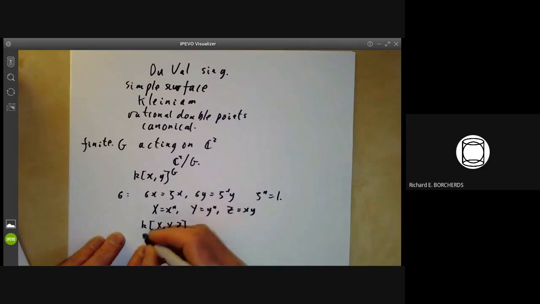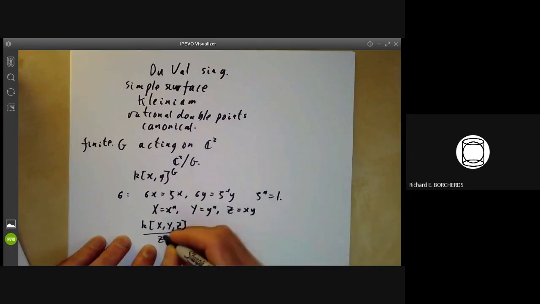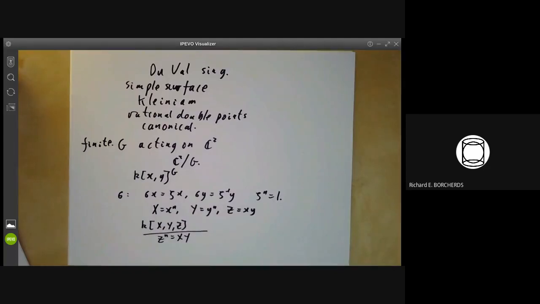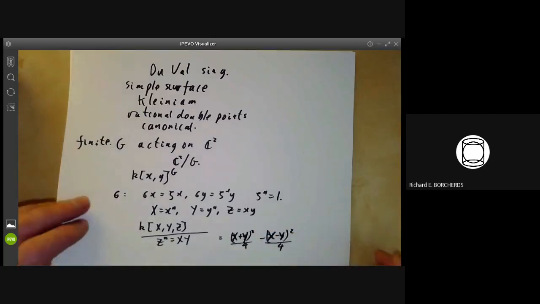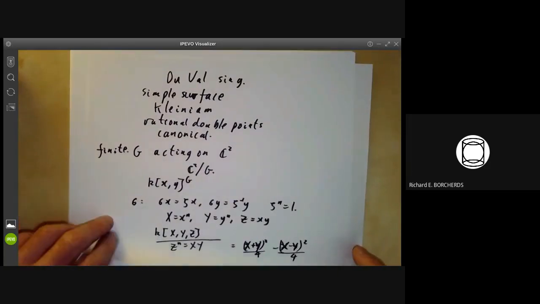However, there are some relations between them, because it's fairly obvious that Z to the n equals XY. And we can also write this as (X plus Y) squared over 4 minus (X minus Y) squared over 4. So that should be a capital X squared over 4. So this gives us one sort of Duval singularity.